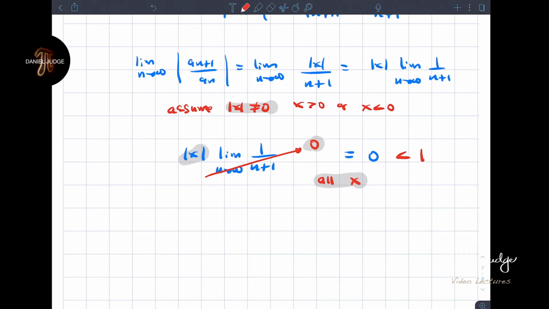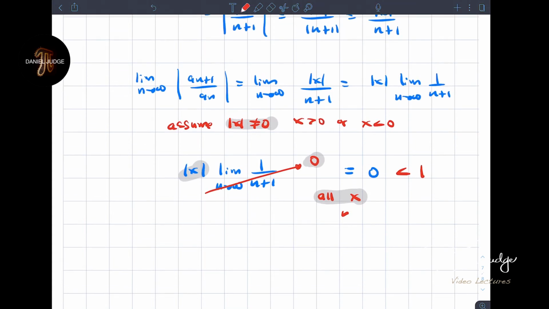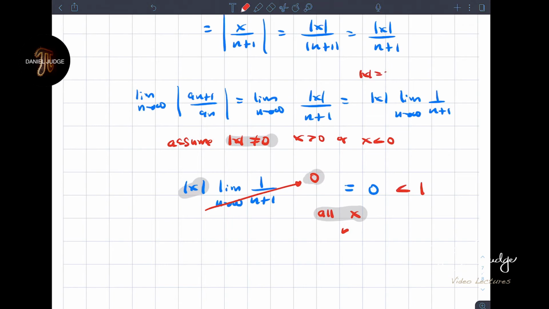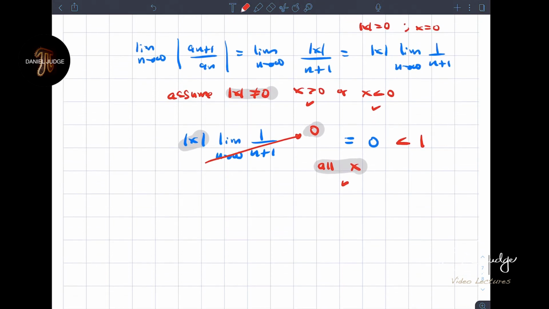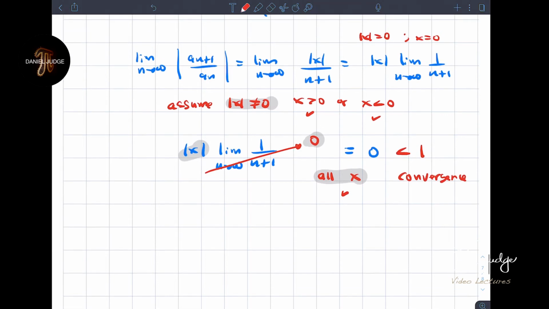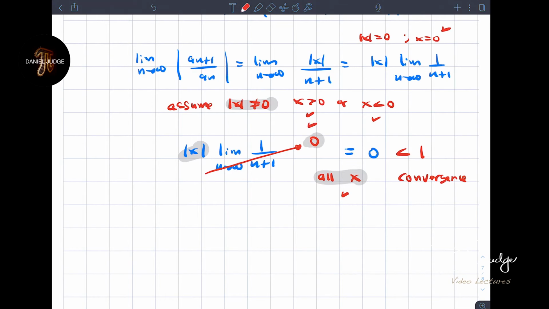So you might say, but Mr. Judge, why are you saying all x for this example? Well, we're saying all x because we know when the absolute value of x over here, let's write it down again, when that's 0, that implies that x is 0. We get the trivial solution. But if you assume it's not, which means x is positive or x is negative, and you still get this limit equal to 0, which is smaller than 1, this means by the ratio test you have convergence. And convergence for what? Well, convergence for when x is 0, positive, negative, which means all real numbers.